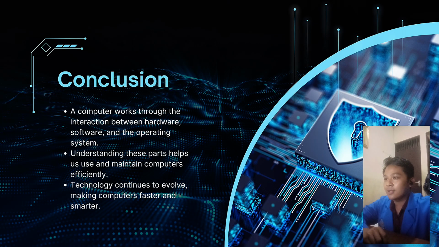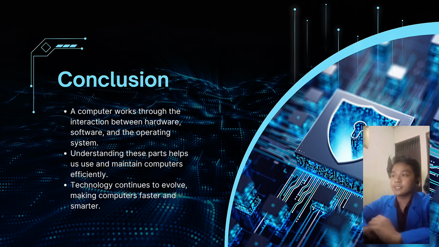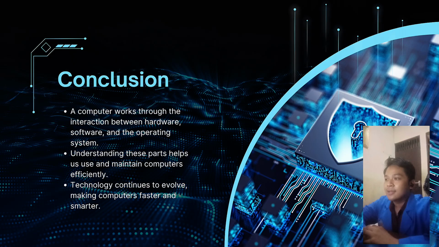So after all the slides I explained, we can get the conclusion. The conclusion is a computer works through the interaction between hardware, software, and the operating system. Understanding how these parts work helps us use and maintain the computer more efficiently. And as technology keeps evolving, computers become even faster and smarter.